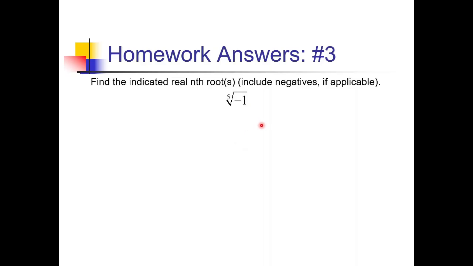For this problem, we want the fifth root of negative 1. So what do I have to raise to the fifth power to get negative 1? Well, if I take negative 1 itself and multiply 5 of those together, I still get negative 1. It's an odd number of negatives. So that means negative 1 is its own fifth root.